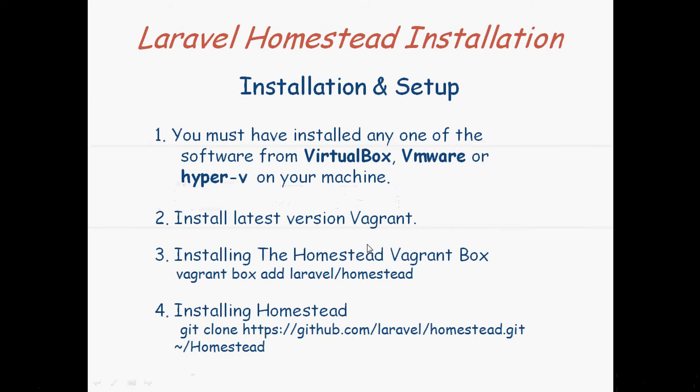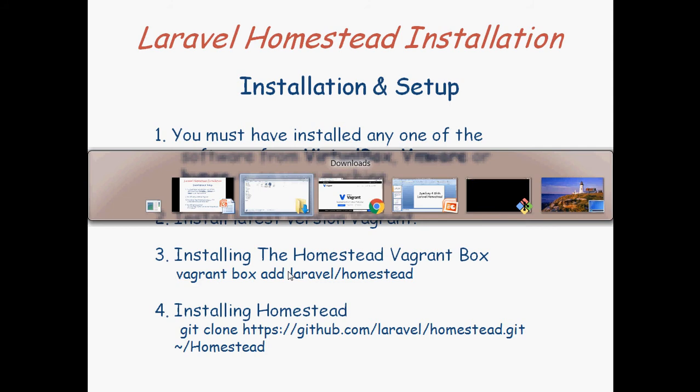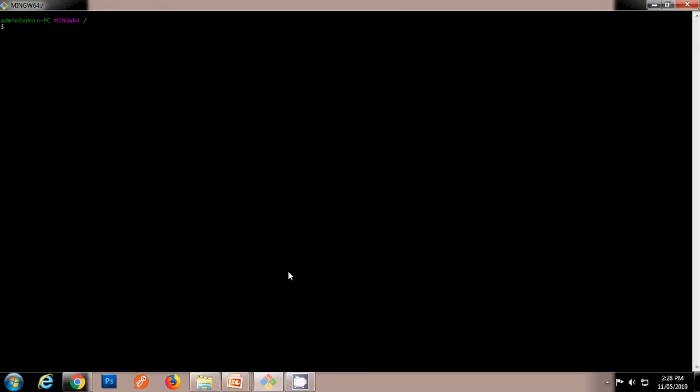The next step is installing the Homestead Vagrant box in a machine. So to install the Vagrant box, you have to run one command from the command prompt. The command is vagrant box add laravel/homestead. So let's open the command prompt and type vagrant box add laravel/homestead.